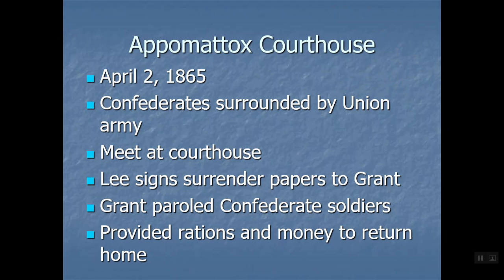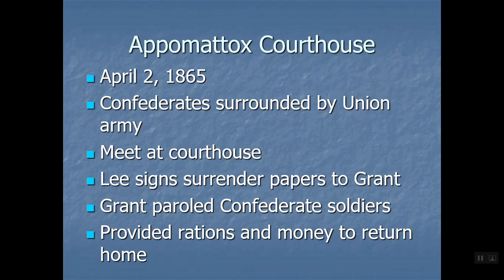And so this brings us to the end of the war with the situation of Appomattox Courthouse. By April of 1865, Robert E. Lee was understanding his defeat. Grant had put the pressure on Lee at every battle or encounter that they had. Both sides suffered heavy casualties, but Grant could continue to replenish his troops where the Confederacy could not. So by April of 1865, the Confederate troops were surrounded by the Union Army. They met at Appomattox Courthouse.